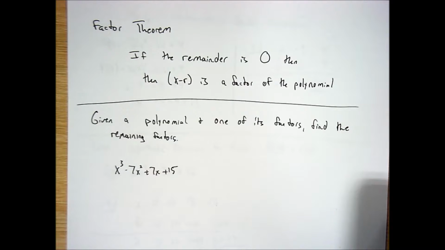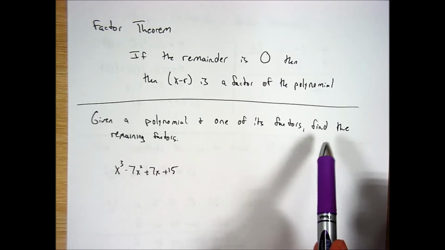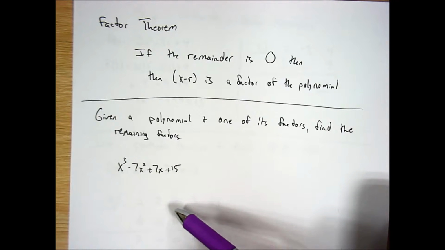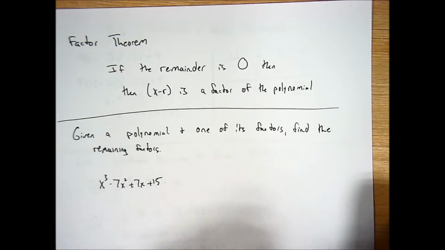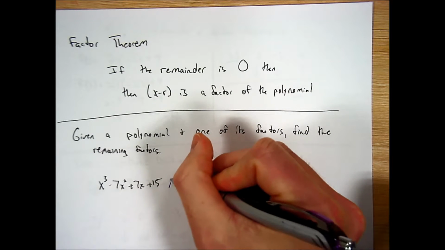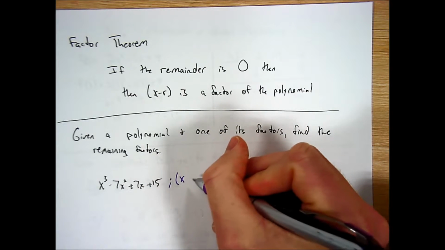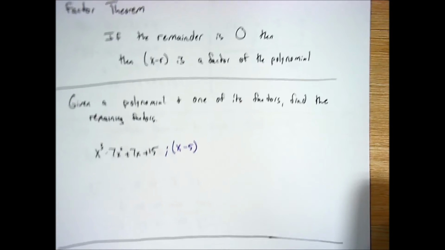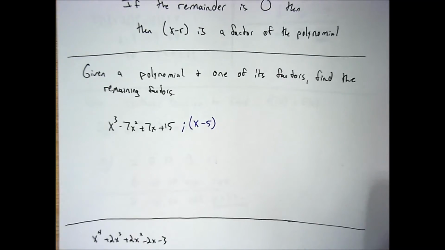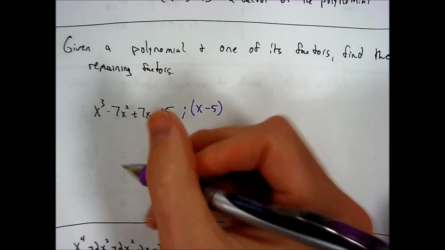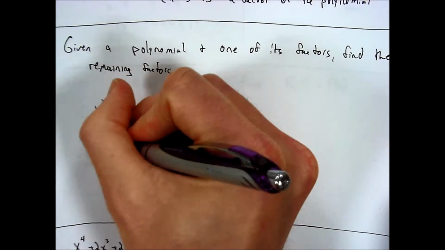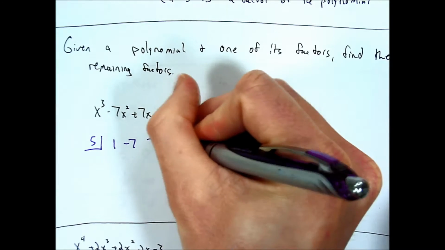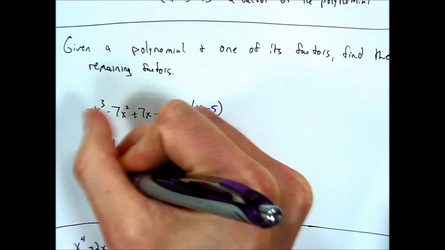So this is what your homework stuff's going to look like. Given a polynomial and one of its factors, find the remaining factors. So I didn't give you the factor here. x minus 5. So remember how we do this with roots? We got to set this up. We're going to put a positive 5 up there then. We have 1, negative 7, positive 7, 15.